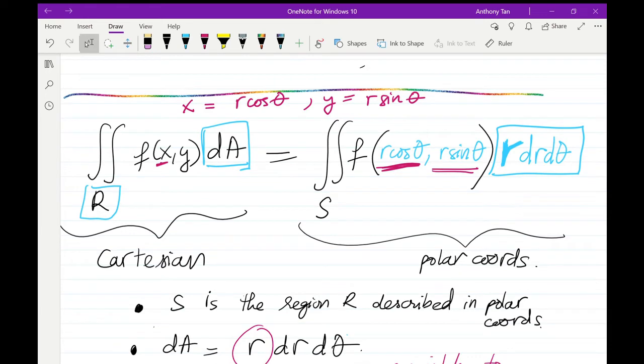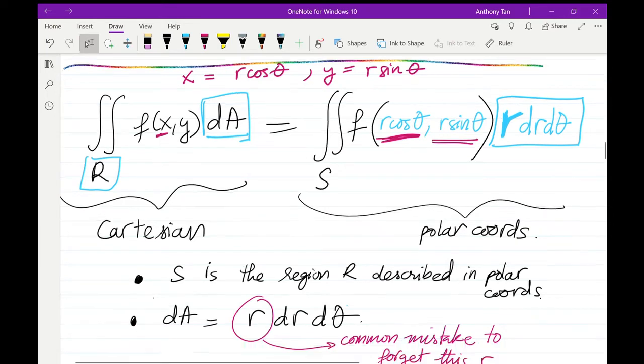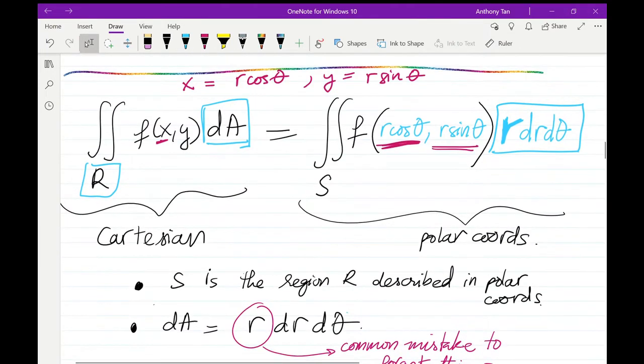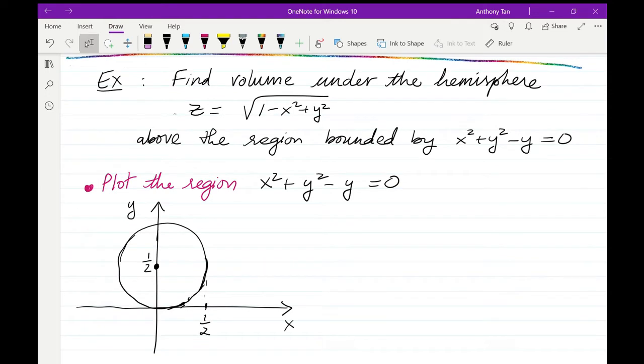And once you do this parameterization, you would have a double integral in polar coordinates. And the technique we use for doing a double integral will be the same. You still have to write this as an iterated integral by using Fubini's. So let us look at one example.